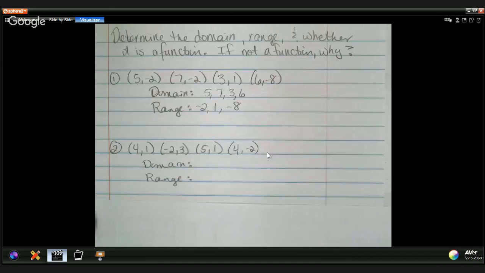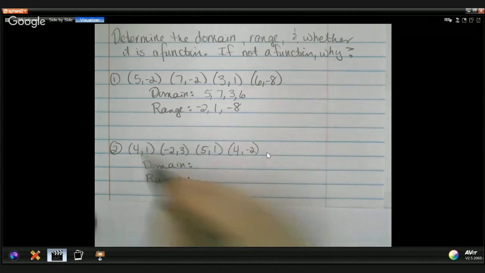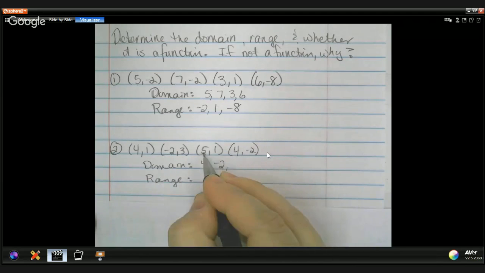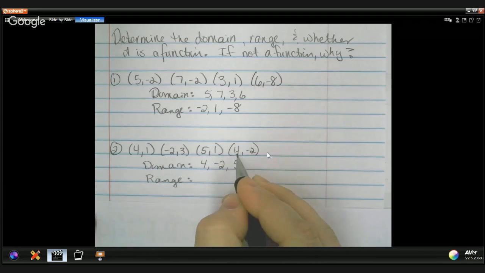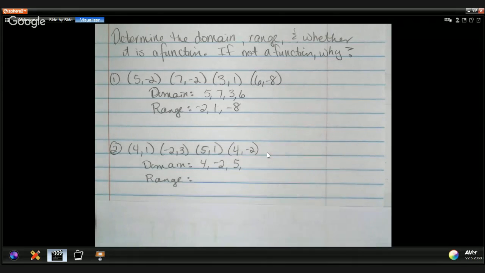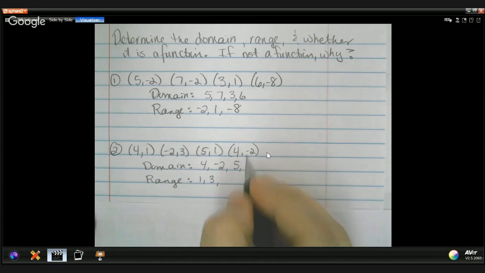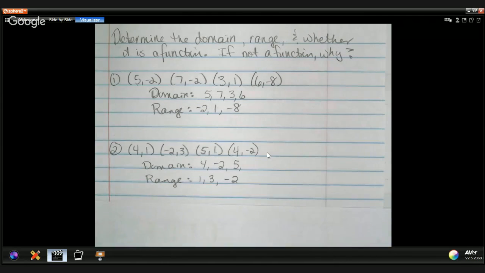All right, looking at the second one, again, my x, 4, -2, 5, and 4 again, but I already wrote 4, so I don't need to write it again. Range, 1, 3, 1. I already wrote the 1, so I'm not going to write it again, and -2. All right, so you know now what domain and range are.